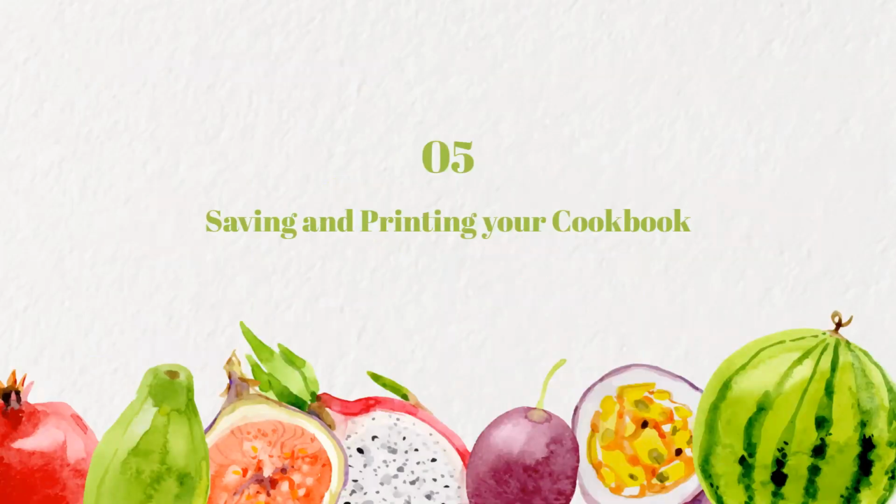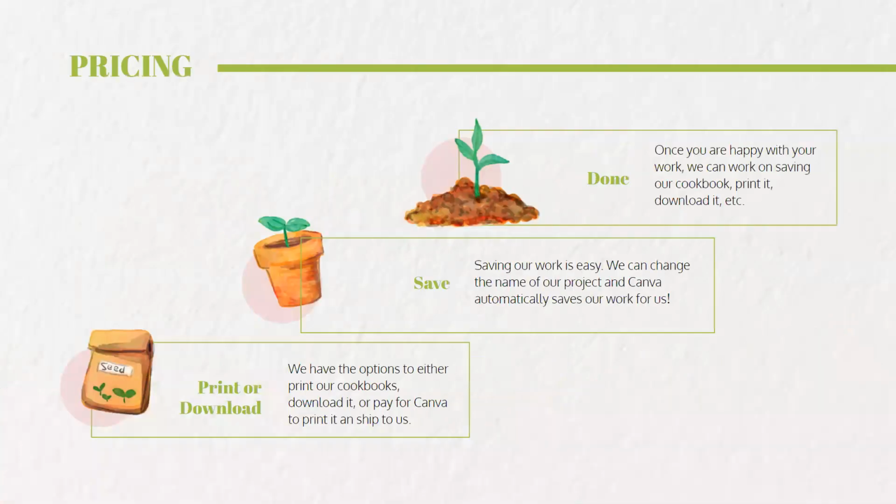Once we've put together our cookbook and we've put all of our recipes in, our photos, we've made it as colorful as we want, we have the option of saving and printing our cookbook. So step one is being done. Once you're happy with the work, you can work on saving it. The fun part about that is that Canva automatically saves for you. There's nothing you have to do to save it or change it. As you are working, your template is being continuously saved for you.